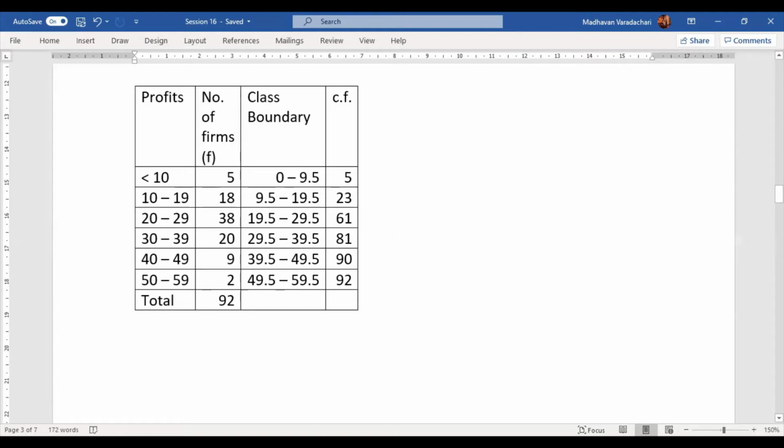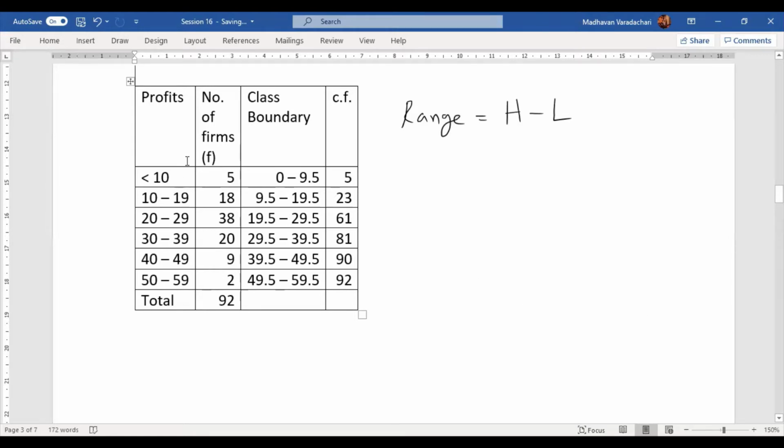Now, with this data, first let us find out how we calculate, let's say, range. How do we calculate range? Range is nothing but highest minus lowest, right? Assuming that the profit cannot be less than 0. Here it is written as less than 10. We will assume that the profit cannot be less than 0. So that means the least profit can be 0, we are going to assume.